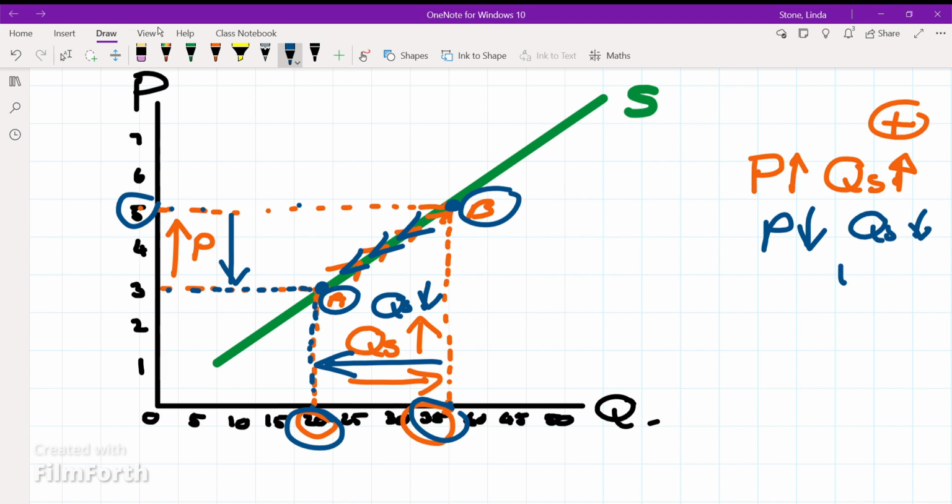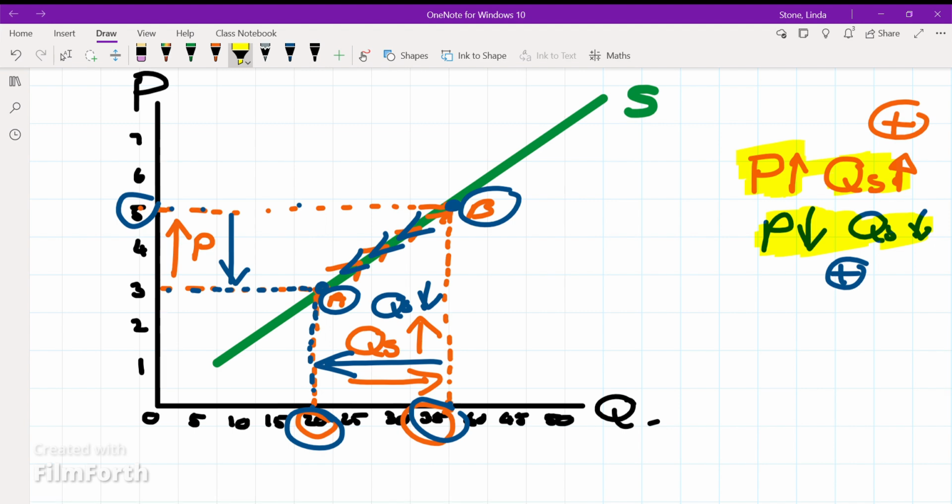This is a positive relationship, meaning that when the price increases, then the quantity supplied increases as well. And the same with decrease. They move in the same direction. So when the one falls, the other falls as well. So price falls, quantity supplied falls. We call this a positive relationship because they move in the same direction.